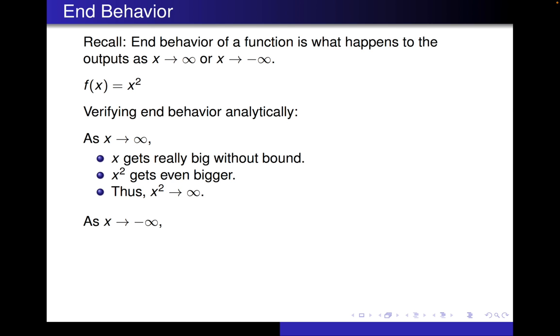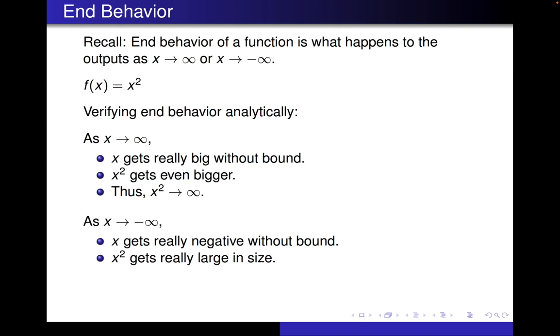So we can use a similar kind of reasoning with x going to negative infinity, except there is a little twist. So first of all, in this case x gets really big without bound, but it's really big and negative. So it's big in size, but not big as in being positive. So what that means is when you multiply x by itself, it's going to get very large in size, much like we did when we were squaring positive numbers.